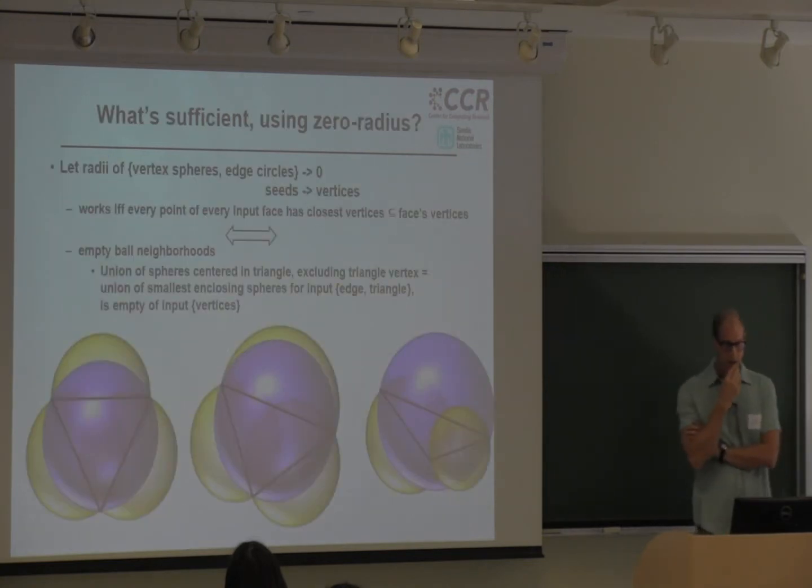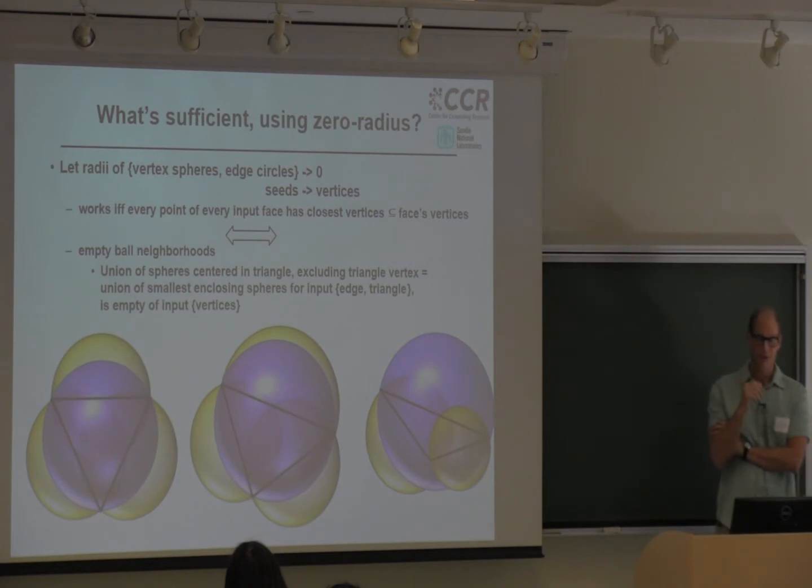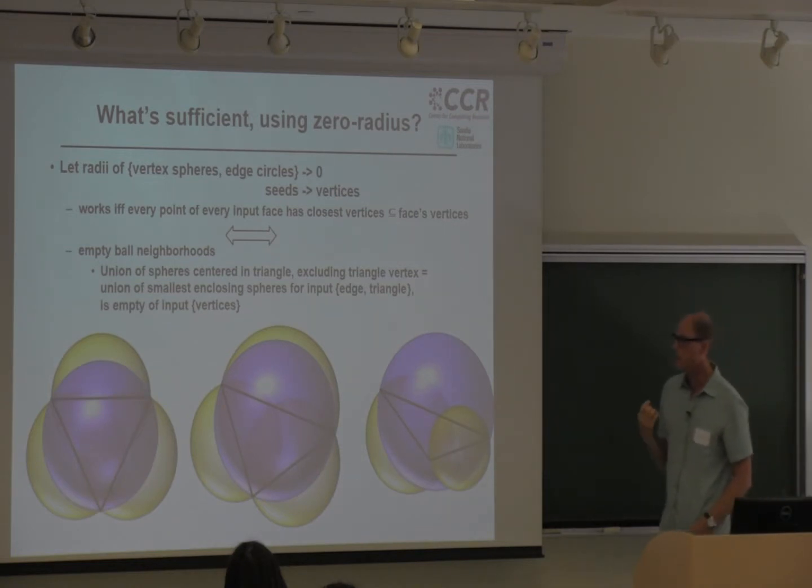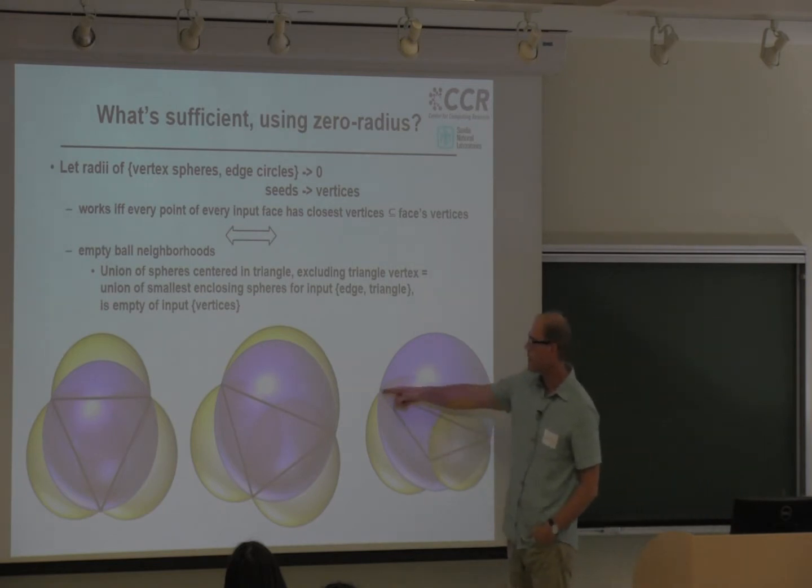So the hard part is showing when is this sufficient? When is this going to work? We're going to start with assuming that all the radius of the vertex spheres are 0, and same with the edge circles. And that way, all the seeds are going to be infinitely close to the input vertices.